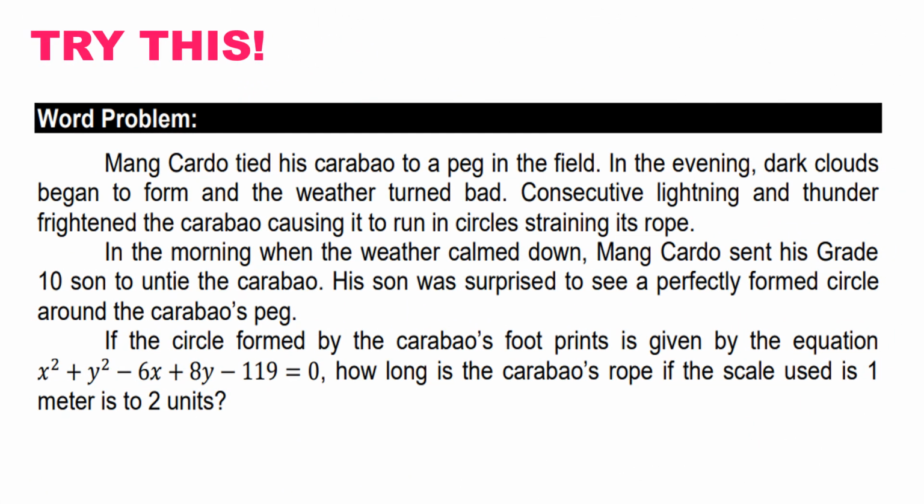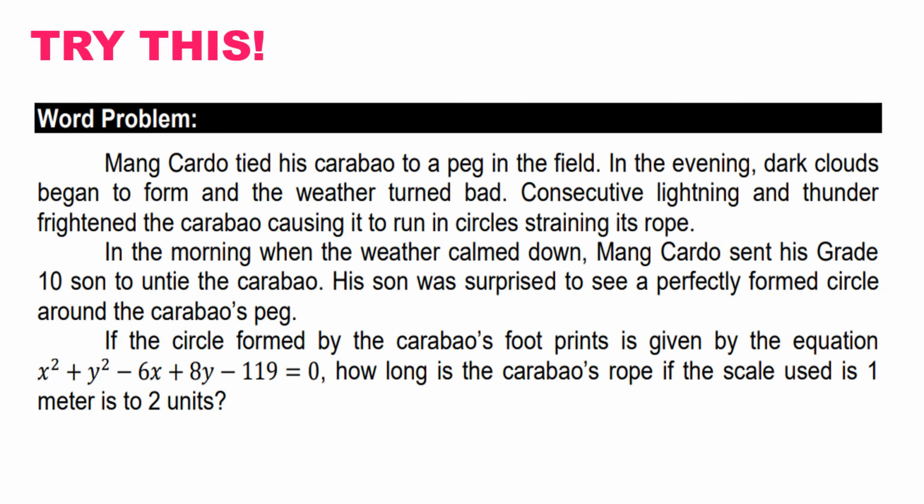As your assignment or activity, I would like you to try this word problem. Mang Cardo tied his carabao to a peg in the field. In the evening, dark clouds began to form and the weather turned bad. Consecutive lightning and thunder frightened the carabao, causing it to run in circles, straining its rope. In the morning, when the weather calmed down, Mang Cardo sent his grade 10 son to untie the carabao. His son was surprised to see a perfectly formed circle around the carabao's peg.